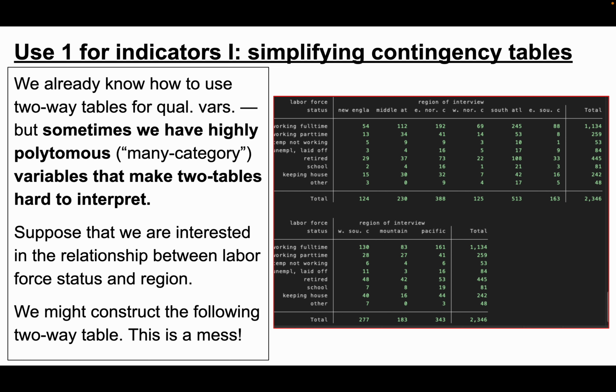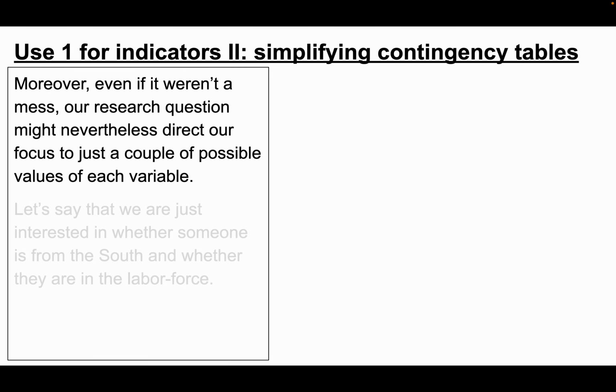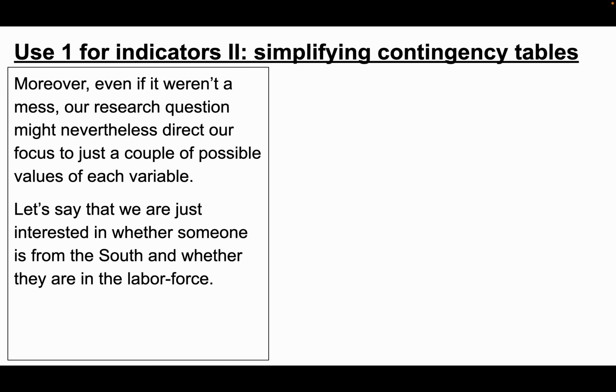It seems intuitive, you feel like you're doing the right thing, but this is really hard to read and makes very little sense. Even if we add in percentages, whether we go column or row, probably we should go column, because presumably your labor force status is unlikely to cause your region, although maybe not. But even if we add those column conditional probabilities or percentages here, this is still going to be really hard to make sense of. So even if it weren't a mess, we might also just want to investigate a couple of possible values of each variable.